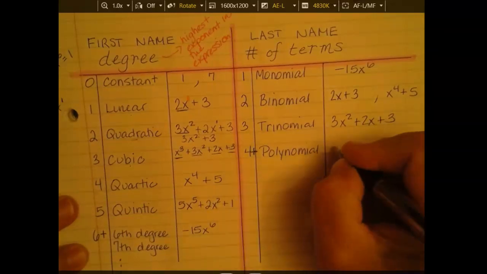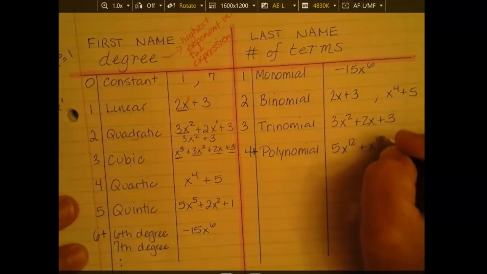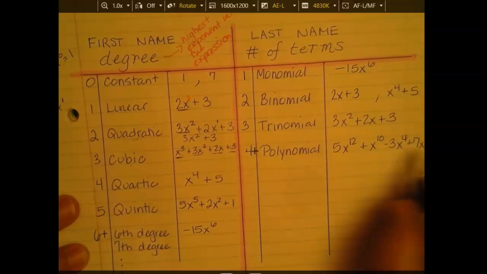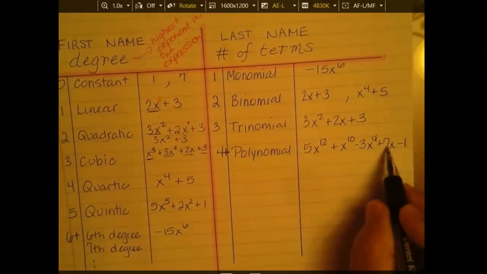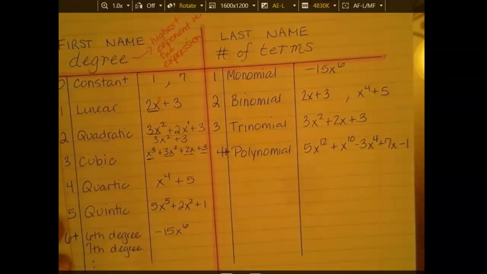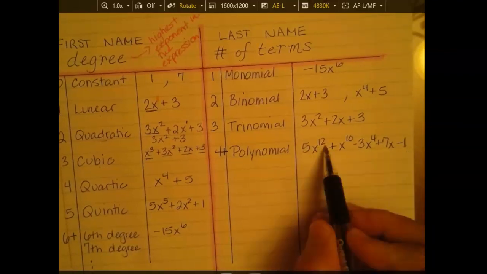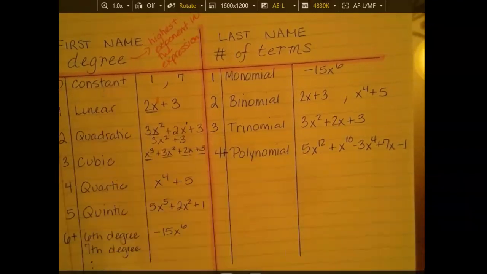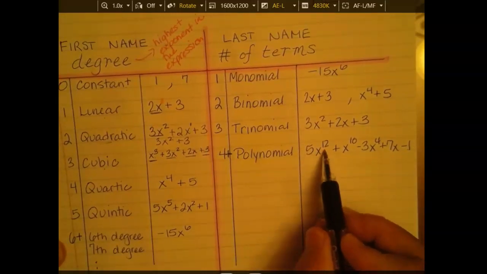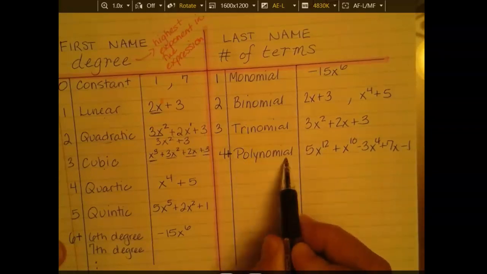Okay, so 5x to the 12th plus x to the 10th power minus 3x to the 4th plus 7x minus 1. This is a polynomial. It has 1, 2, 3, 4, 5 parts. Whoops, I'm over a little bit. 1, 2, 3, 4, 5 parts. And so that's more than 4, so we're just calling it a polynomial, right? Once it gets to so many, we just call it a polynomial. So the highest exponent in this one is a 12. So if we go over here to our degree, anything above 6 is just named by its number. So this right here would be called a 12th degree polynomial, right? That would be its name.